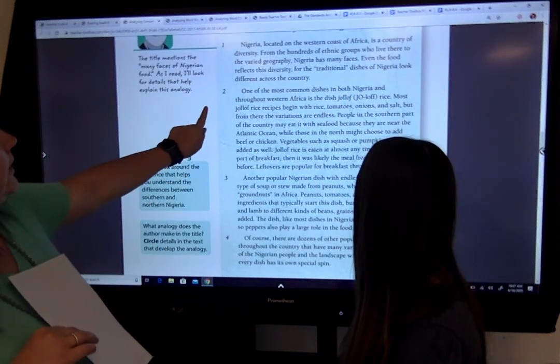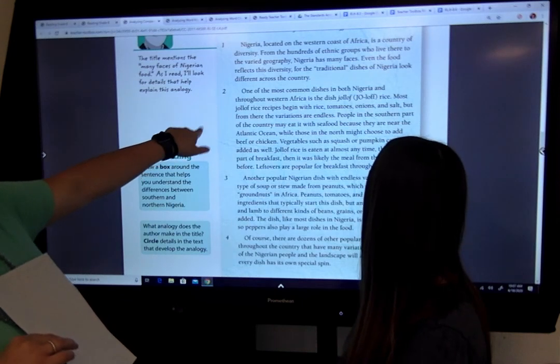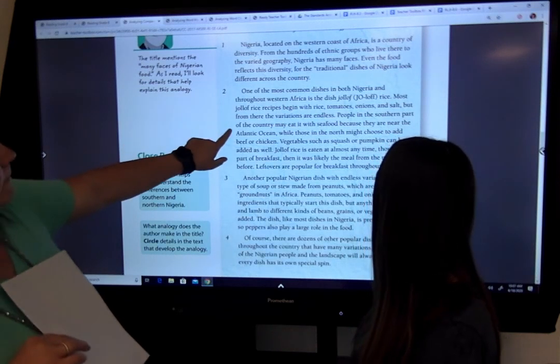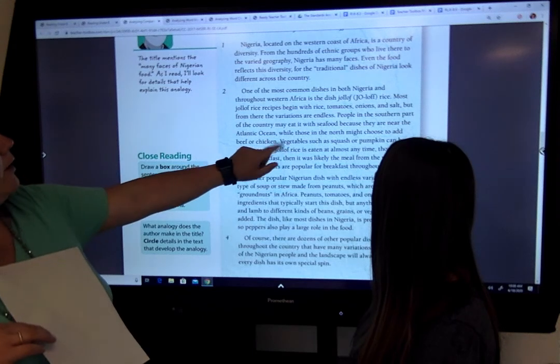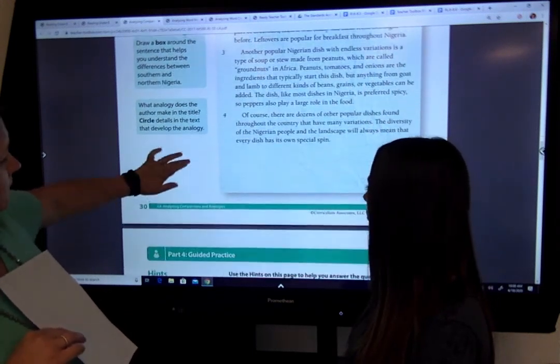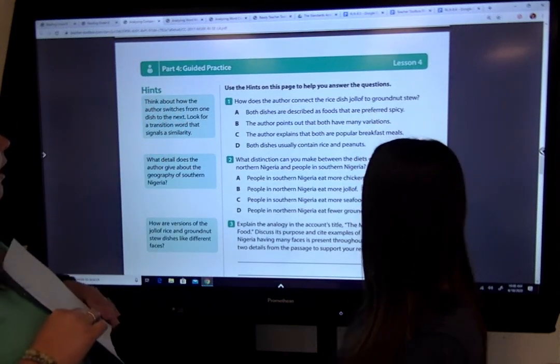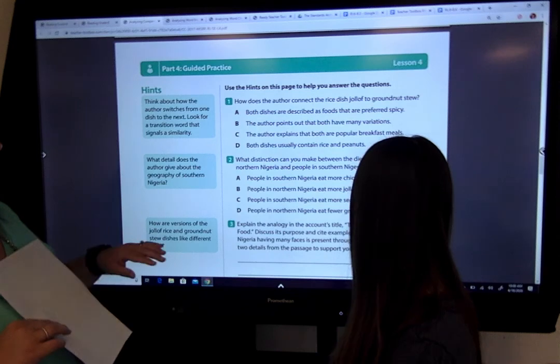Okay, so it says right here, they talk about Western Africa, it's the dish jollof, while those in the north might choose to add beef or chicken. And what did it say? So they eat more. It doesn't say they eat more there at all. People in southern Nigeria eat more seafood.